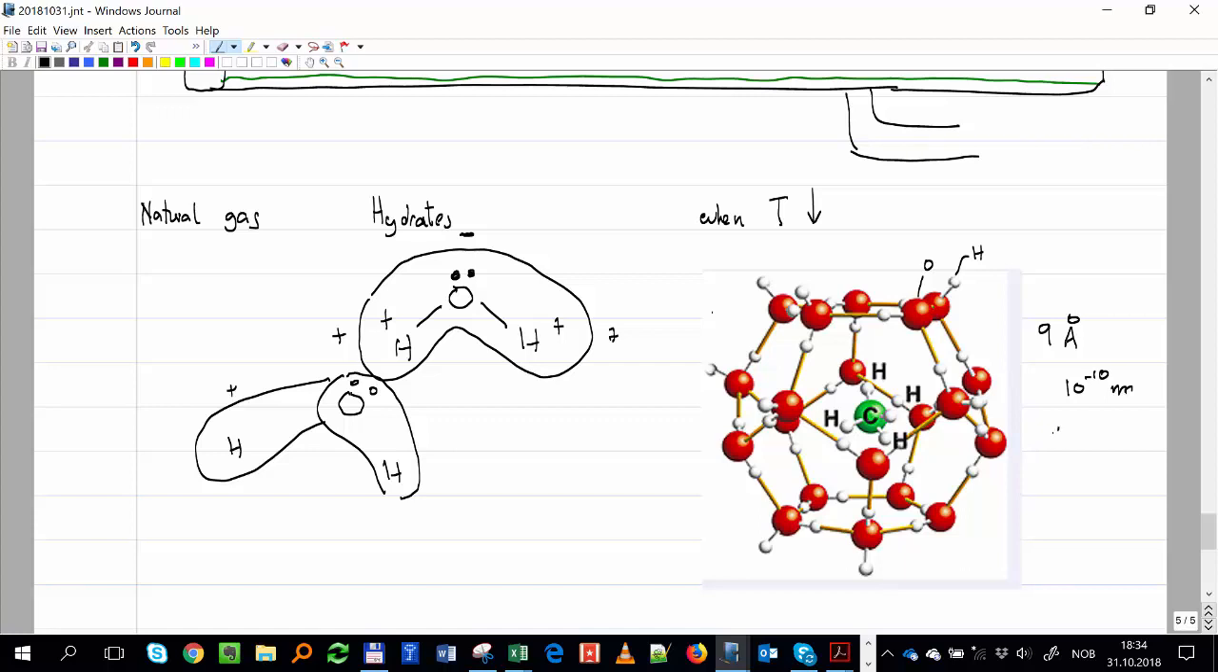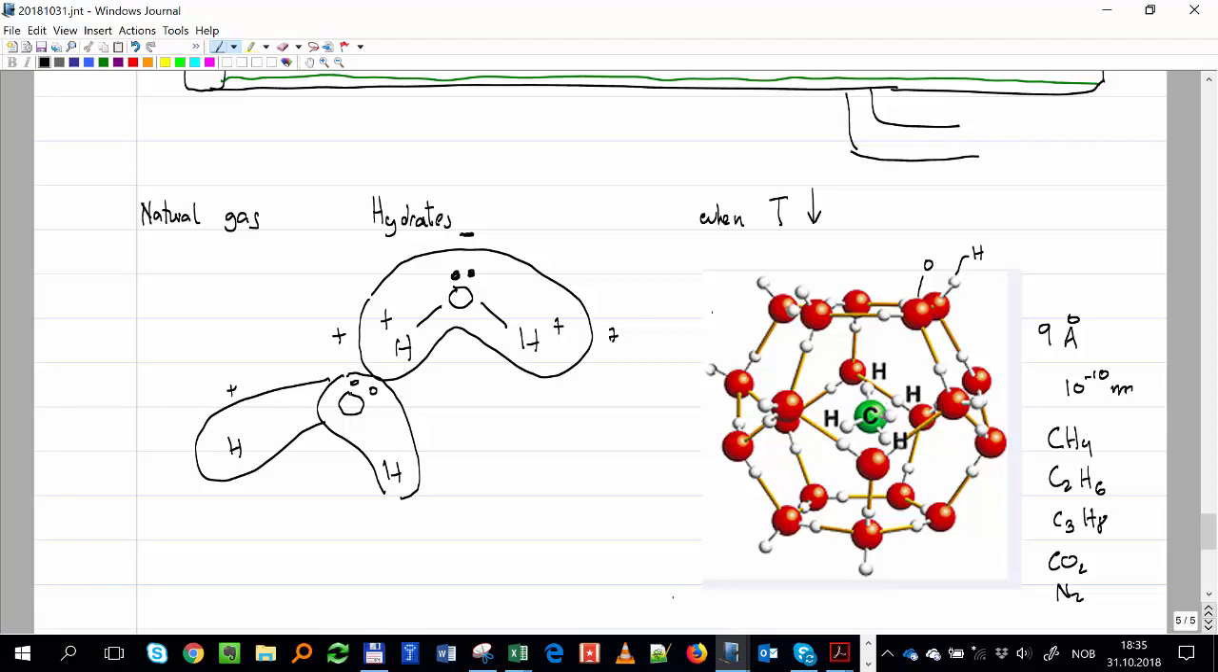And these molecules are typically methane, ethane, sometimes you even have propane. Sorry, this should be C3H8. You also have CO2 and nitrogen. All of these small molecules can go from the gas and start living in that house. The problem is that that substance is a solid.